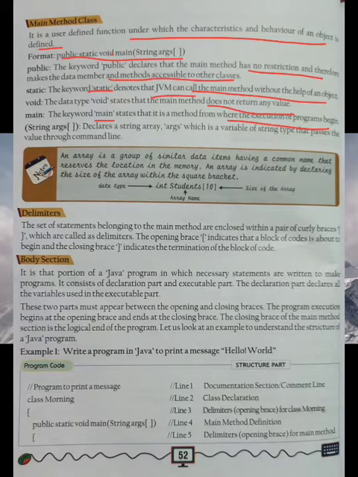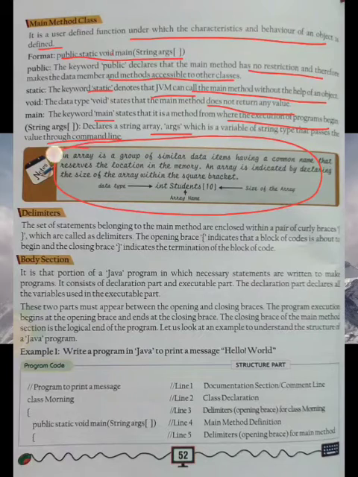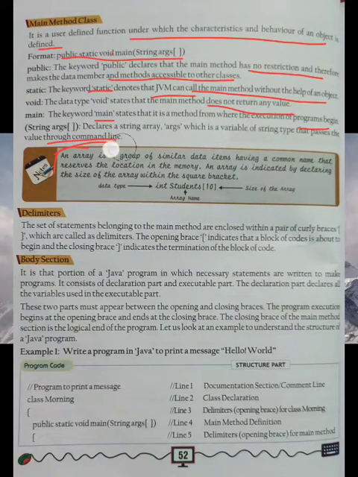Now String args declares a string array args, which is a variable of string type that passes the value through the command line. Here an array is given. Since here we are using a string array, a small concept of array is given, and we will study array in depth in class 10th also.